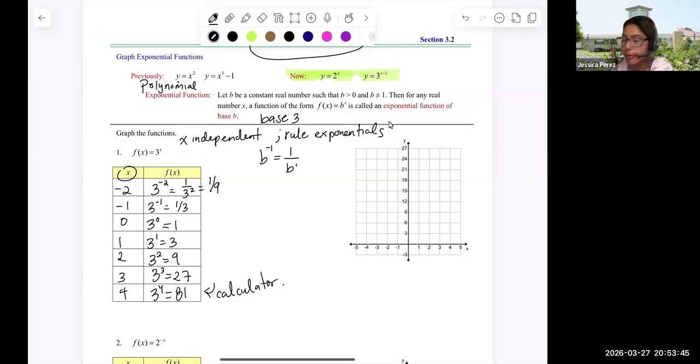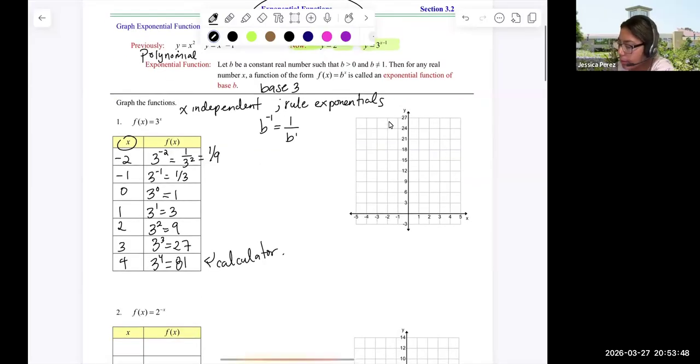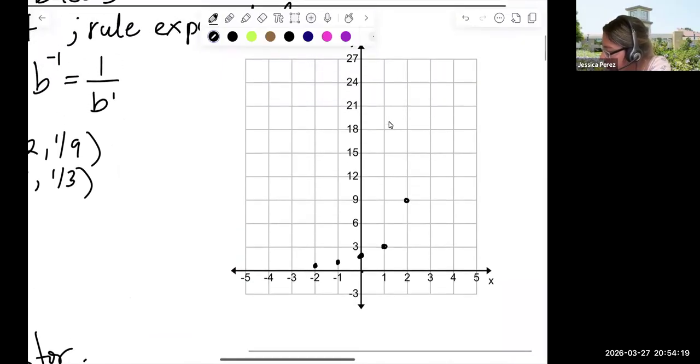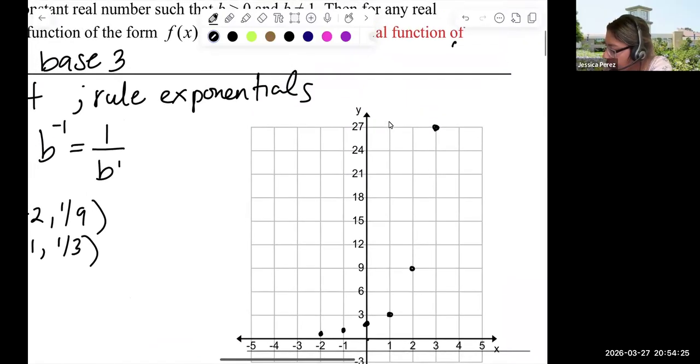Now our interest is in graphing, so let's go ahead and begin by graphing the point -2 comma 1/9. So that's -2, and 1/9 is very close to 0. Then -1 comma 1/3. I'm zooming in a little bit. So -2, 1/9, and then right here, and then at 0, I'm at 1. At 1, I'm at 3. At 2, I'm at 9. At 3, I'm going to be at 27 up here. And then at 4, I'm going to be at 81, all the way over here.